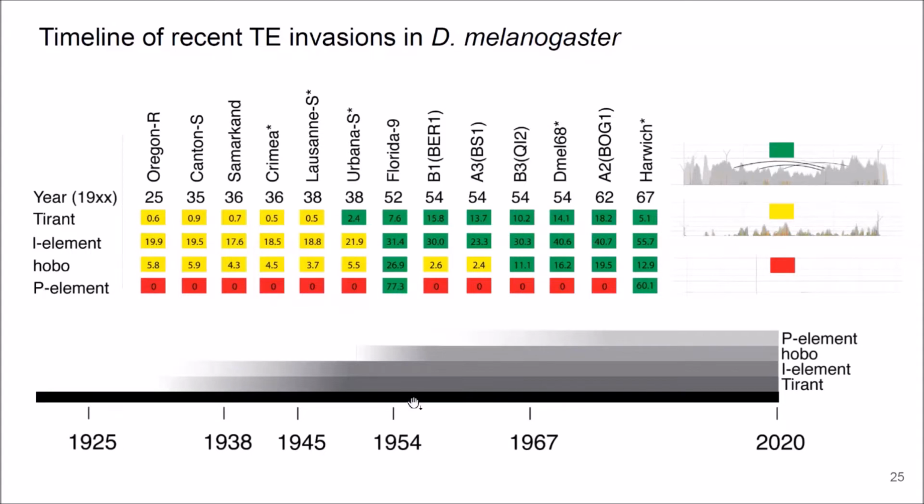So what this means is that likely for the recent invasions of Drosophila melanogaster, Tirant and the I element have probably shown up around similar times, something around the time frame of before or around 1938, until in the 1950s, they seem to be present in at least all of the strains that we were able to look at. The hobo element likely arrived a little bit later than the I element and Tirant, and the P element probably was the latest of the 4. Obviously, there could be a geographic variation coming into play as well, but this seems to be the most likely scenario from the data that we were able to amass and look at.